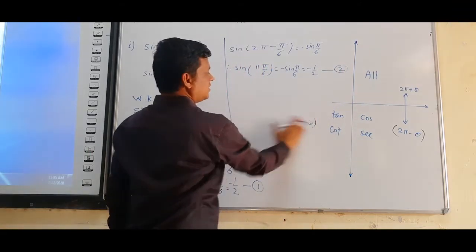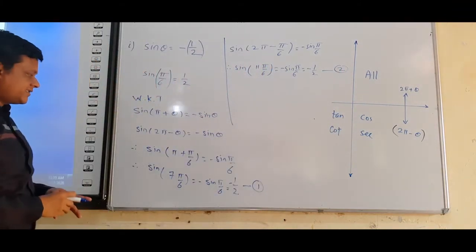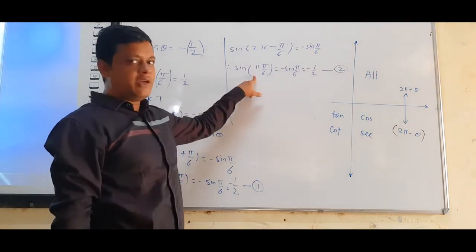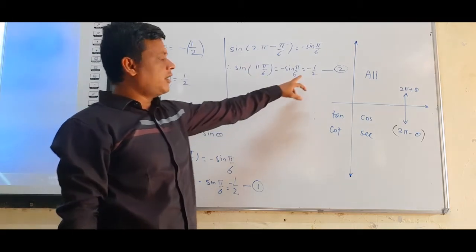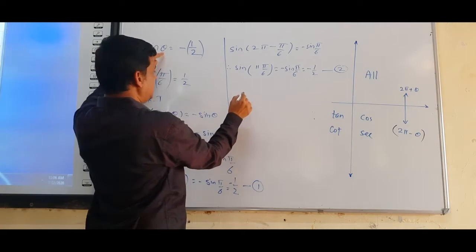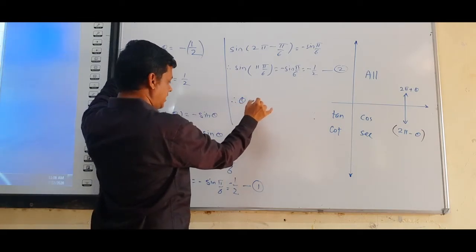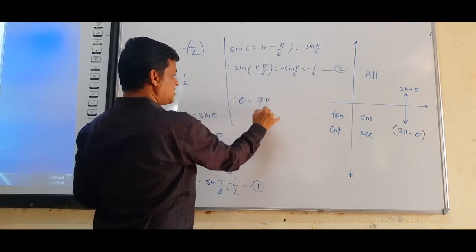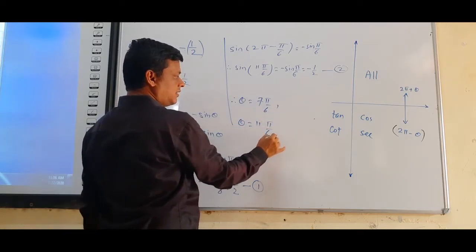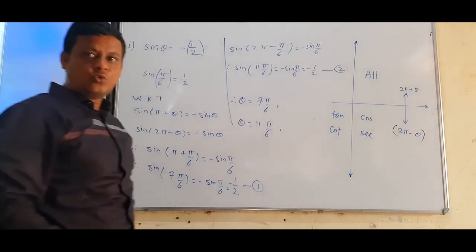So from equations 1 and 2, we can say that for the angle 7 pi by 6 and for the angle 11 pi by 6, we get the value minus 1 by 2. Therefore, theta is equal to 7 pi by 6 and theta is equal to 11 pi by 6, which are the principal solutions.